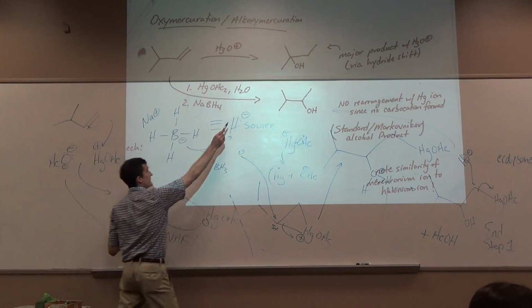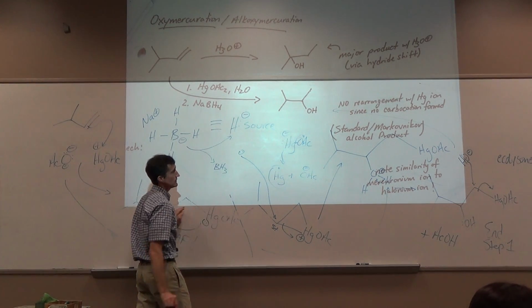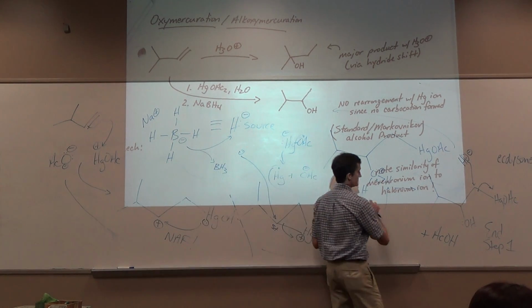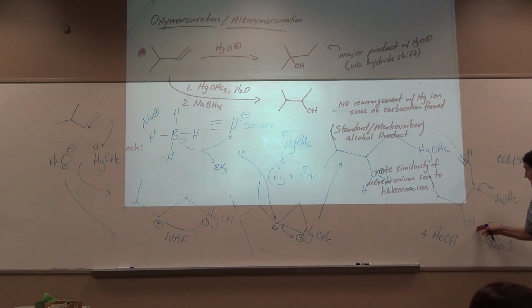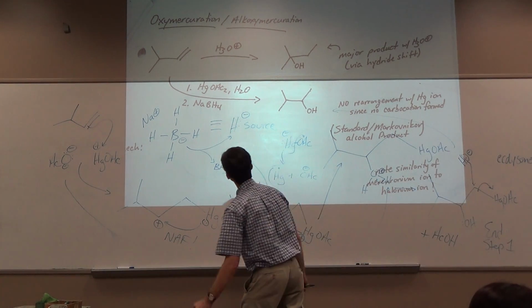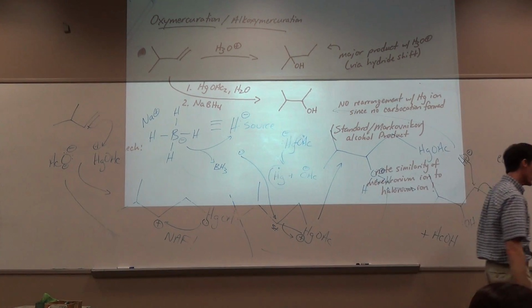Alkoxymercuration, well, if you just replace this with an alcohol, and you add an alcohol here, whenever you lose an H, you'd have an OR. You'd have an alkoxy. So that's just if you use an alcohol. Questions about the oxymercuration?